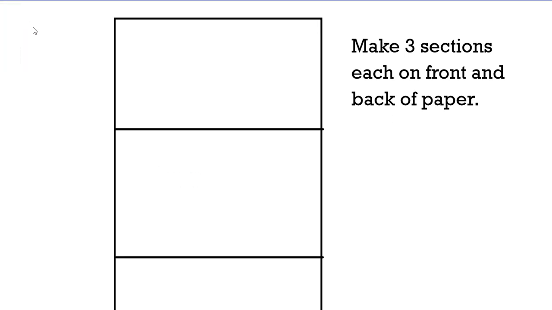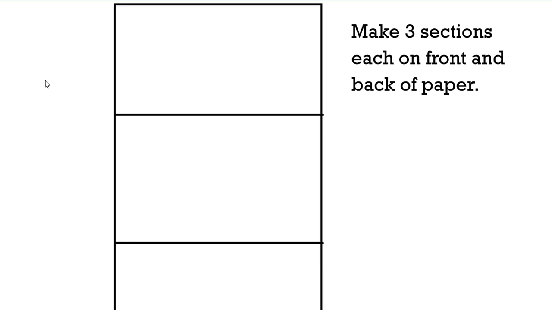Hello. In this recording, I am going to talk through the review that we would do for Quadratics Unit 2. There are going to be at least 6 sections you would want to fill in. So make 3 sections on front and 3 on back of your paper, and we're going to fill in some examples. This is going to be an overview of the unit.